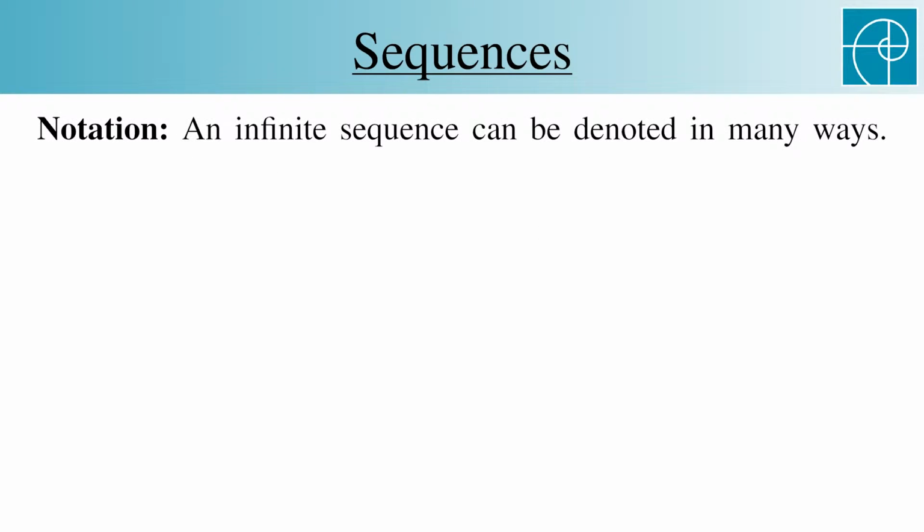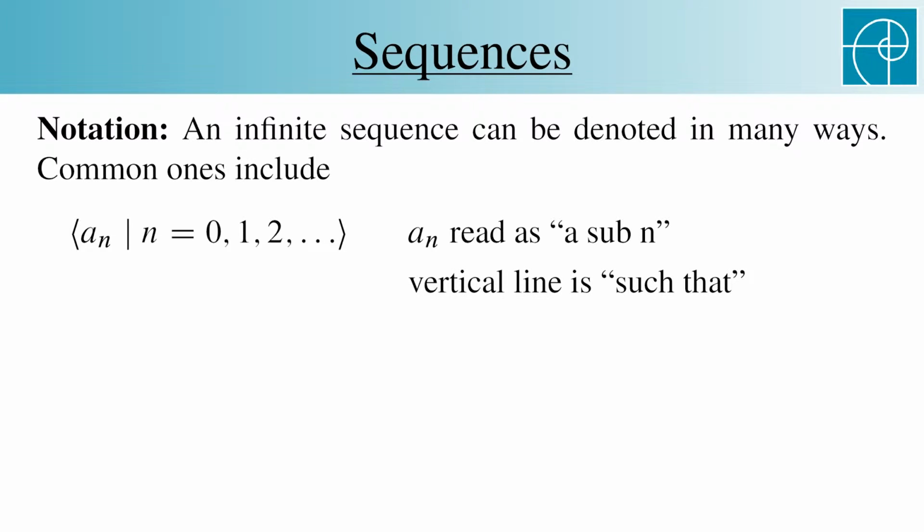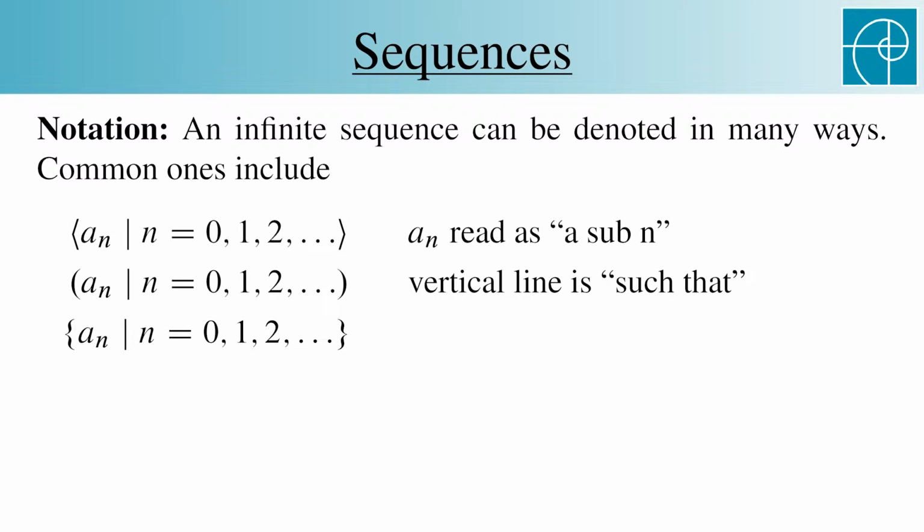We can denote an infinite sequence in many ways. Some common ones include this notation with angled brackets. The a followed by the subscript n is read as a sub n, and the vertical line is read as such that. So we read this notation as the sequence a sub n such that n equals 0, 1, 2, etc. Sometimes parentheses or curly braces are used in place of angled brackets.